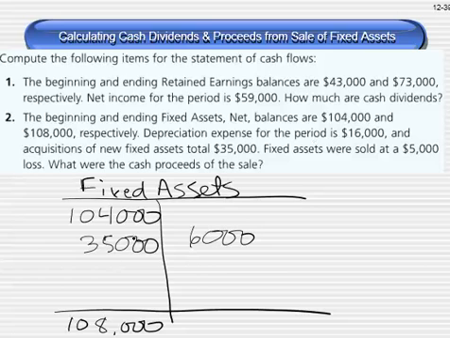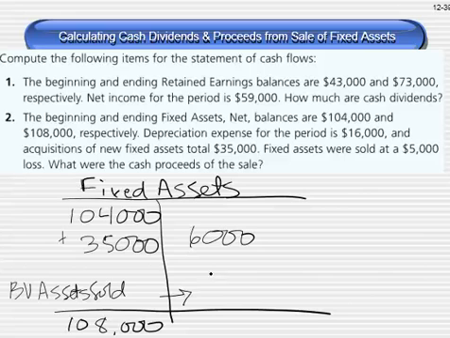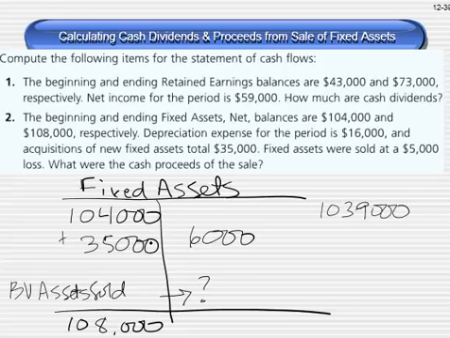Okay, well, we're still missing something here, and it's going to be the book value of the assets that were sold. And that is actually going to be a credit. So we have to figure out how much that actually is. So if we add up our two debits here, we're going to get $139,000. The 104 plus the 35,000. And then we subtract the 16,000.